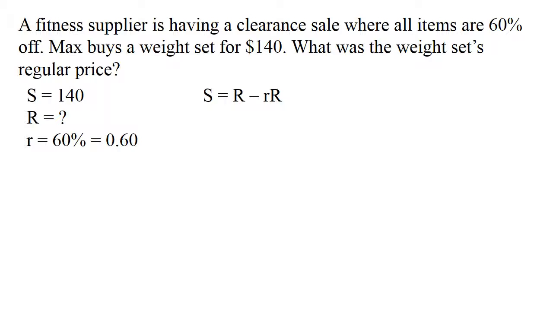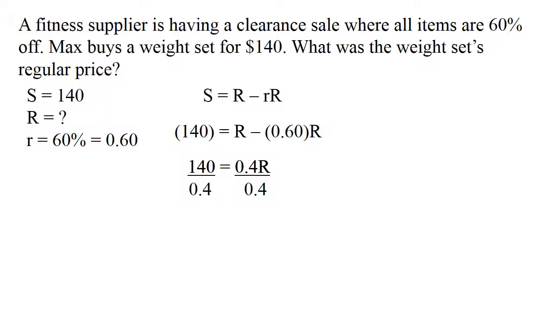So we're going to fill in what we know. And then we're going to combine like terms. Just like with the markups, the coefficient of that first r is 1. So 1 minus 0.60 is 0.4 or 0.40. And now to get r by itself, divide both sides by that coefficient of 0.4. And that gives us the regular price was $350. So they got it for $210 off.